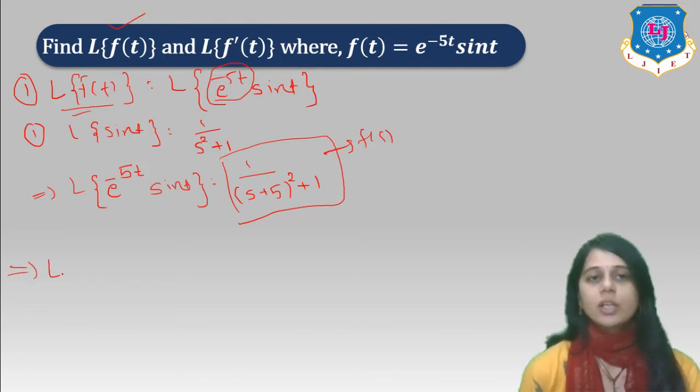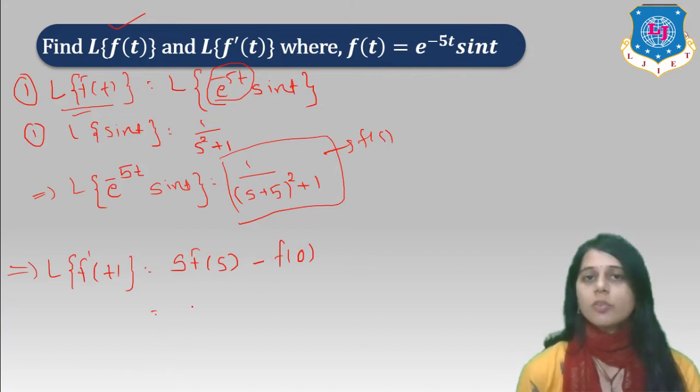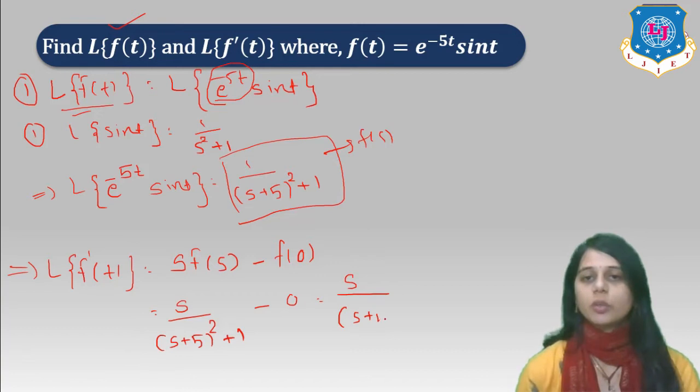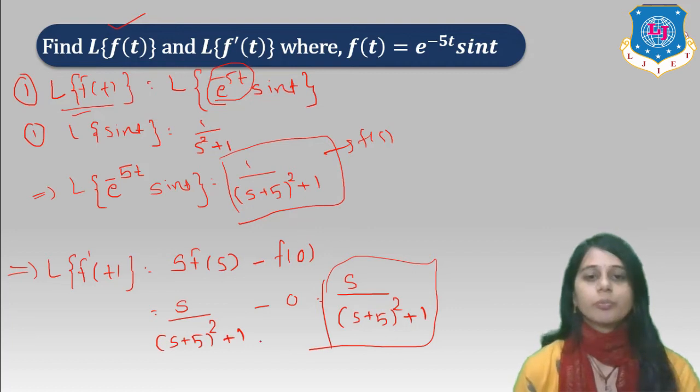Now we have to find Laplace of f dash t. What is Laplace of f dash t? It is s F of s minus f of 0. s F of s, that means s upon s plus 5 whole square plus 1. For f of 0, we are putting sin t, sin 0, so it is 0. Answer is s upon s plus 5 whole square plus 1. Okay.